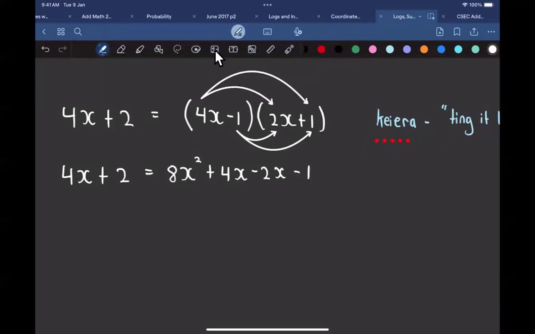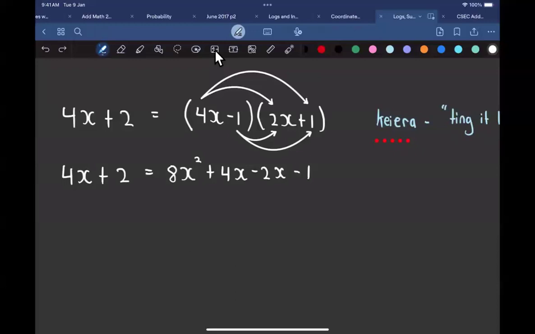So Kiara, what do we end up with over here? Anytime you see X squared, what do you call that? Start with Q. Quadratic, right. We want to put it in the form of a quadratic, so we're going to move everything across to the other side. Or you can move the 4x plus 2 across to this side. Okay.